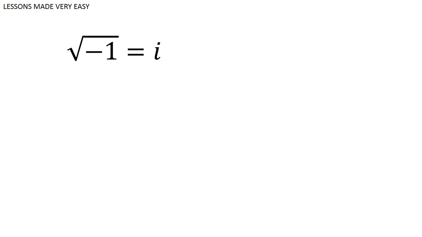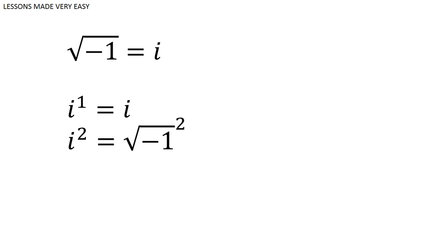The square root of negative 1 is equal to i, and i to the power of 1 is just equal to i. But i to the power of 2, or i squared, is equal to the square root of negative 1 squared, which in turn cancels out, which leaves negative 1.